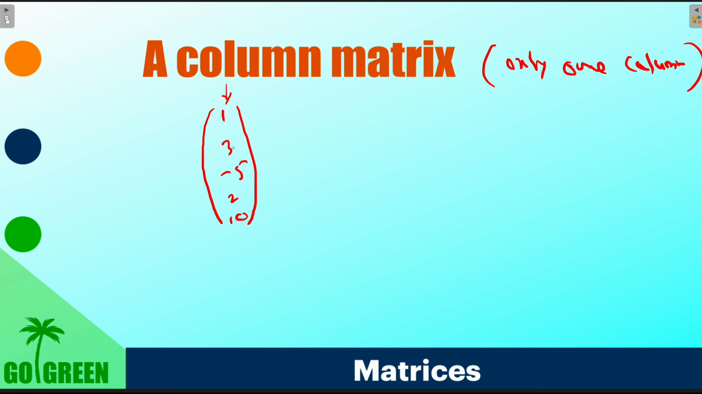But if I ask what is the order of this matrix, only one column, which means the second entry is 1, because the second entry represents the number of columns. But how many rows are there? Yes, you have to start counting 1 2 3 4 5. So this is a 5 cross 1 column matrix. Similarly, if you write only 3 elements, then it is a 3 cross 1 column matrix. This is also a column matrix because you see only one column, okay.